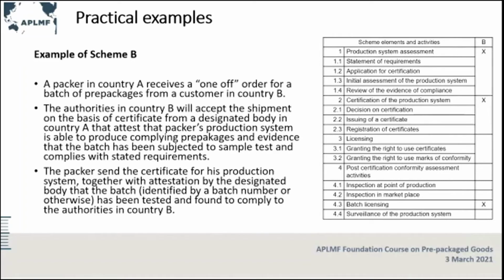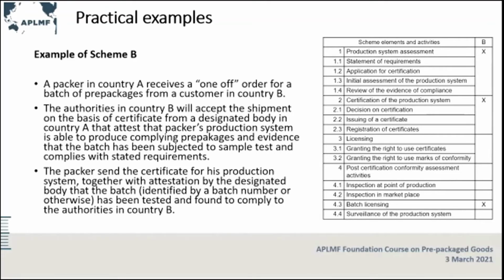So points A, 1 and 2 are similar to scheme A. It means that the manufacturer or packer from a different country has to prove that the product has been certified by a designated body in that particular country. And then the packer sends the certificate for his production system together with an attestation by the designated body that the batch, identified by a batch number or otherwise, has been tested and found to comply, to the authority in country B. So the difference in the post activities is how the governments of the two countries have to handle the licensing of the batch of product that is imported, exported, or sold by another packer.